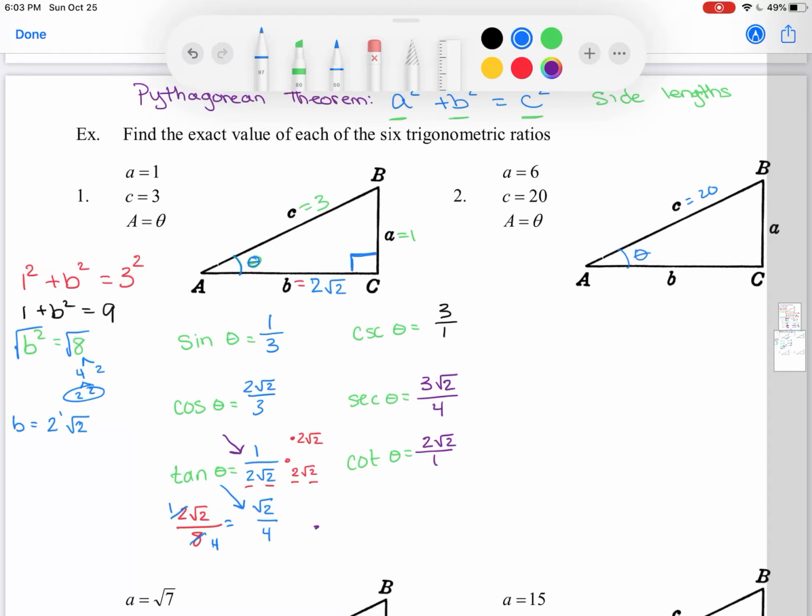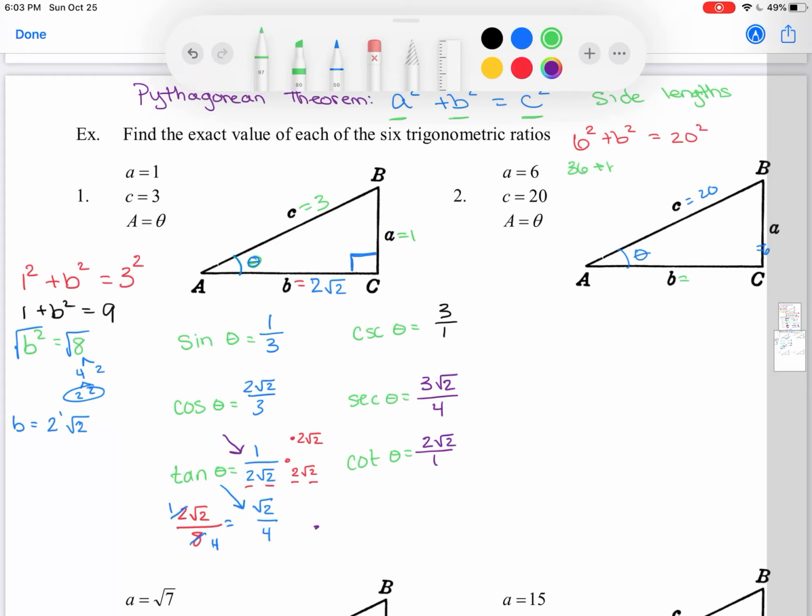For question 2, we have to, again, label our values that they gave us. So C is 20. A is still my reference angle. That's my theta. And lowercase a is going to be 6. I can't seem to write that on my paper there, but there it is. So the side we're still missing is B.